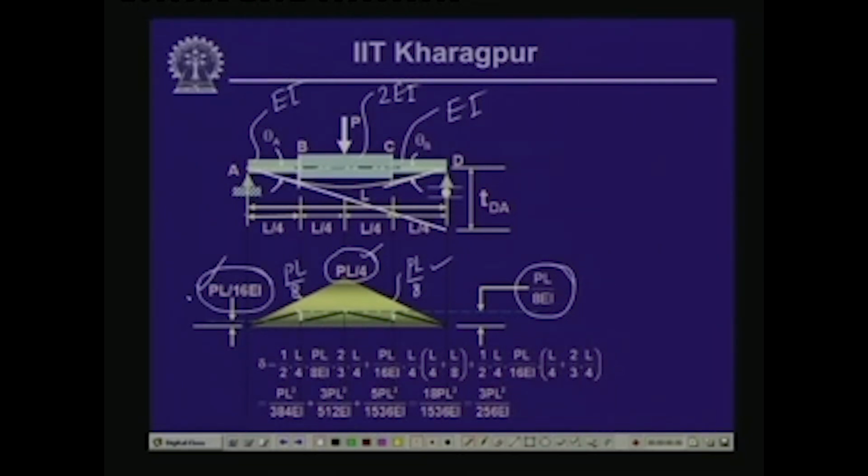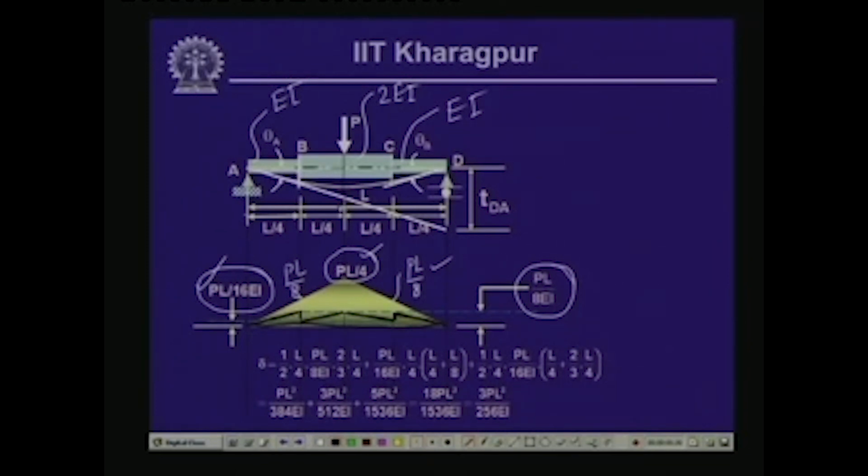Now, the M by EI diagram, as we can see here, is like this. It comes over here, changes over here, then goes like this, goes over here, changes here, and then comes like this. So, this is the M by EI diagram for the beam between A and D. Now, what we need to do is compute the value of the deflection delta at the center, and we need to compute the value of the slope.